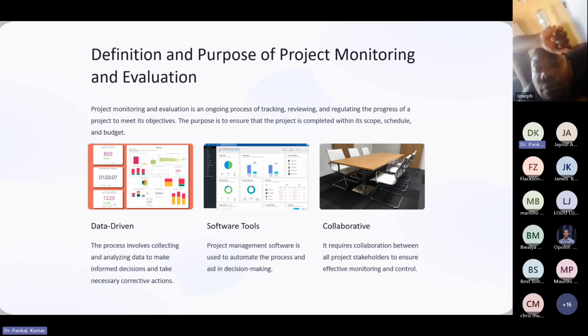Different stakeholders often have access to different types of data and insights related to the project. Collaborating allows for collection and sharing of diverse data sources, which can provide a more comprehensive view of the project status. Collaborative monitoring increases the chances of early issues identification. When multiple stakeholders are involved in monitoring, they can spot issues from different perspectives.